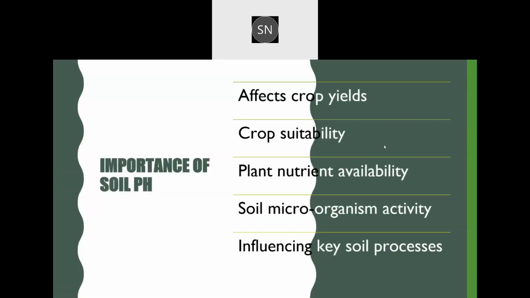Soil pH, the importance of soil pH, why we study pH. This is not a new term for you all. If not mistaken, from darjah 2, you're already familiar with the term pH. Which one is acidic, which one is alkaline. In school we call it alkaline, but here in science, in proper terms, we call it base.